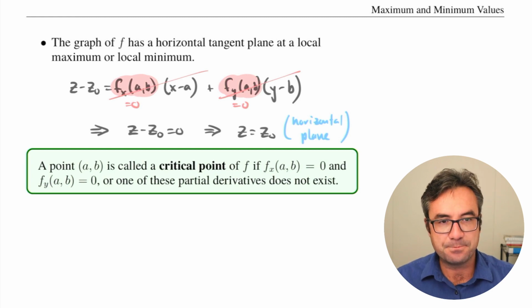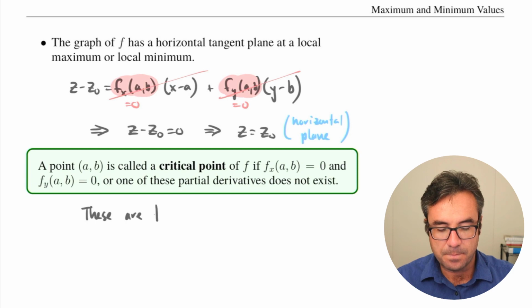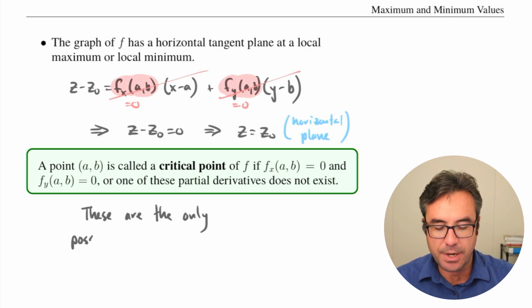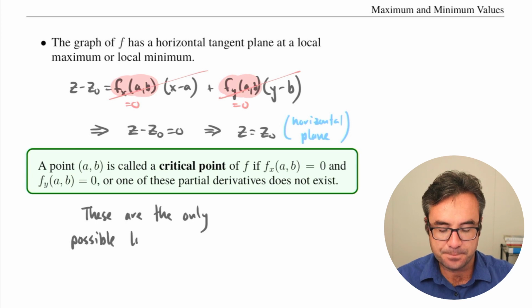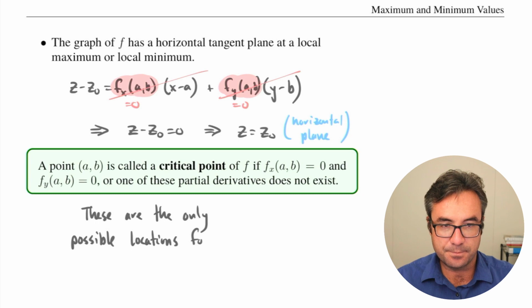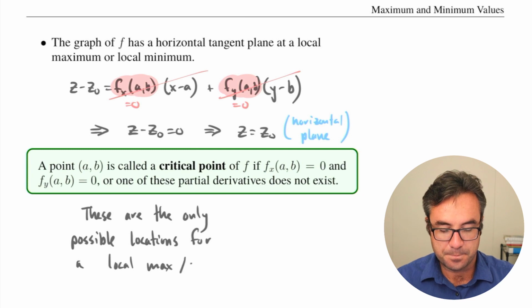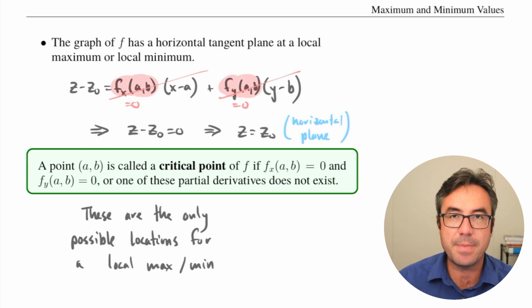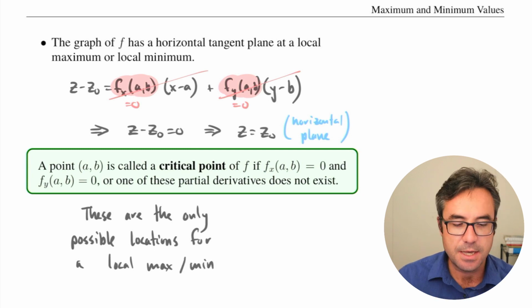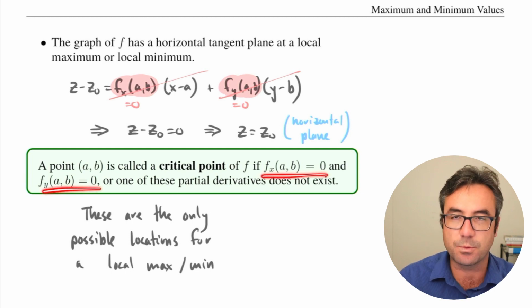So again, these are the only possible locations for a max or min. They can't happen, a max or min can't happen anywhere else. It can only happen at the places where both partial derivatives are 0.